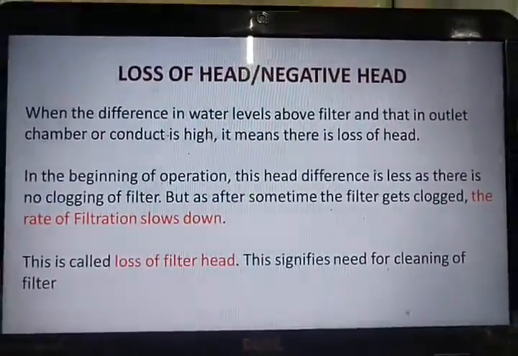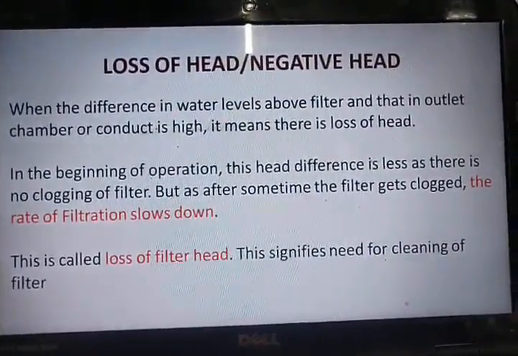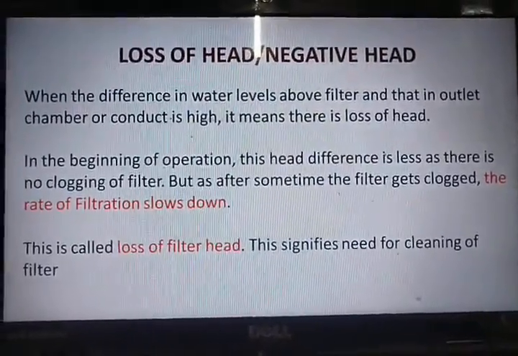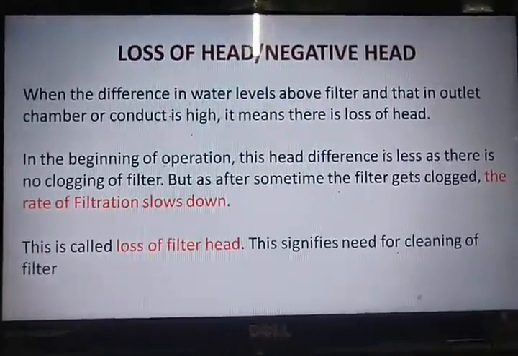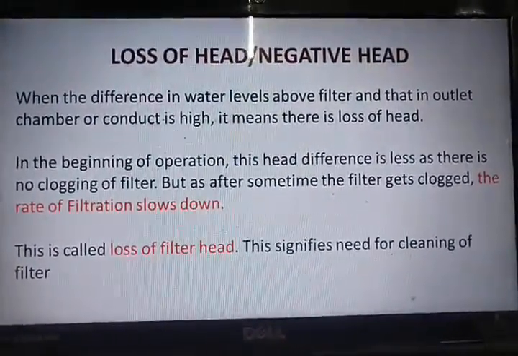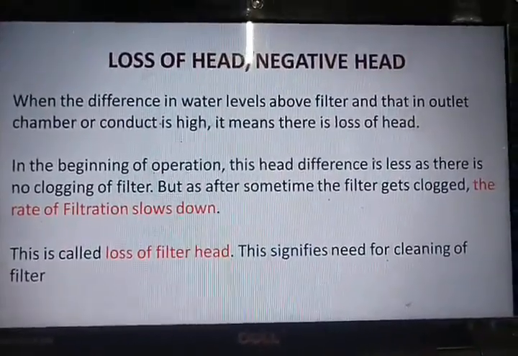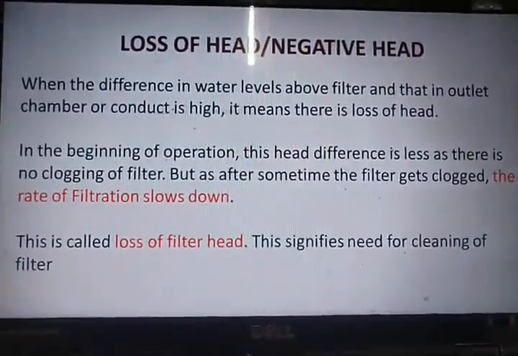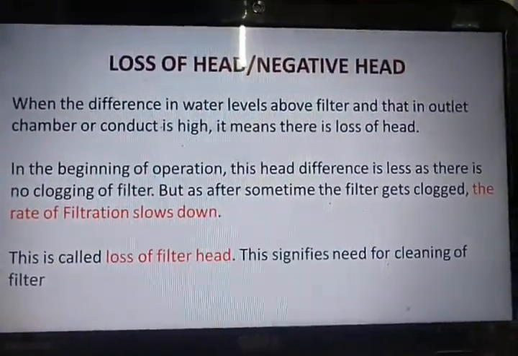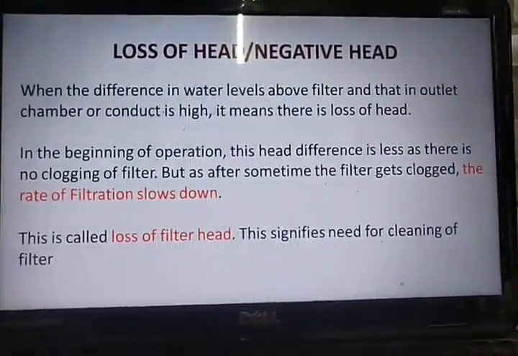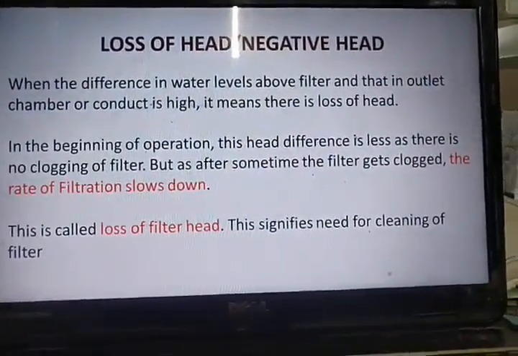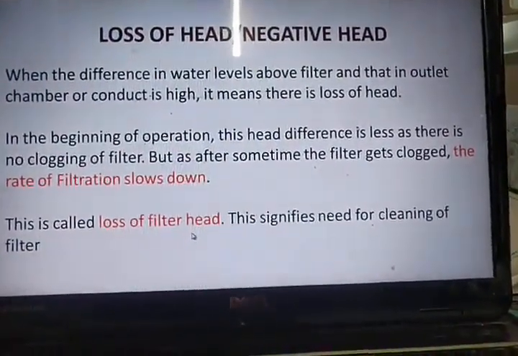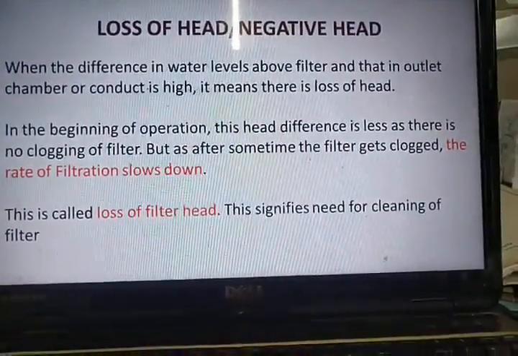Then loss of head or negative head. Okay, so this is important here. That means in the normal cycle of operation, when the filter bed is normal and it is not much clogged with the impurities, there won't be much head loss. Okay, in that case the filter is working fine. Okay, so during the passage of time, the filter media will be clogged with the impurities, thereby the rate of filtration reduces or it slows down. Okay, then there will be loss in the filter head. And this signifies that there is a need for cleaning of the filter.